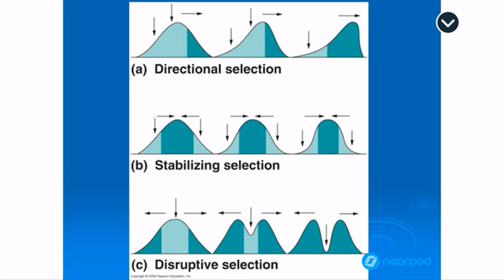That's stabilizing. Disruptive, for some reason, only the ends are selected for. So back to the grasshoppers, let's say one area, their ecosystem was very green, one was very brown, and we had different pools of organisms, green hanging out in green and brown hanging out in brown, and we would get 2 separate gene pools. Eventually, we'll talk about this another week, you might get different species because they wouldn't be able to mate with each other after a while.